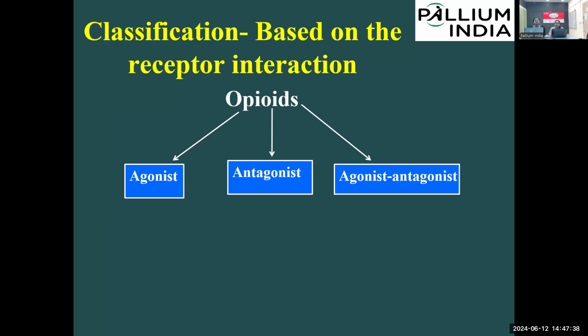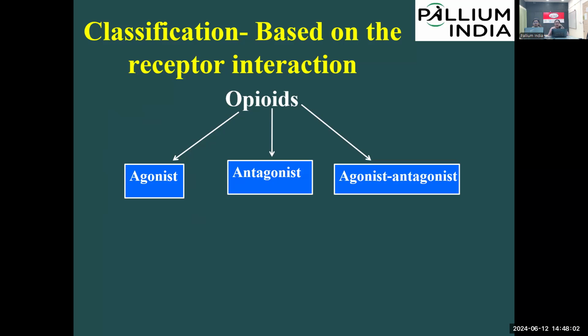What do you mean by an agonist? A drug which combines with the opioid receptor and produces an effect is known as an agonist drug. For example, morphine is a mu agonist. That means that morphine combines with the mu receptor and produces the analgesic effect. So that is an agonist.